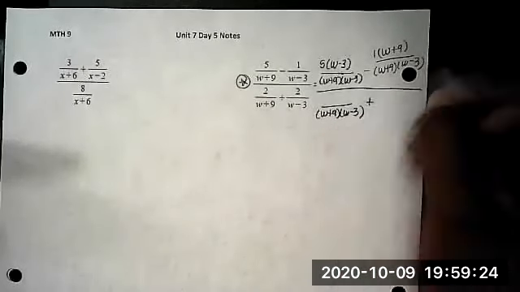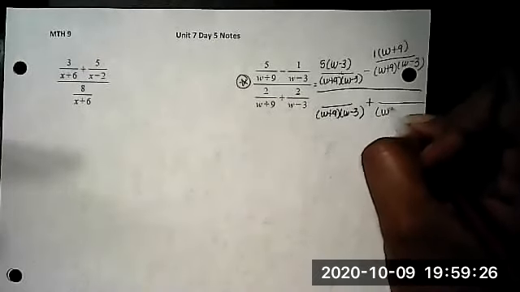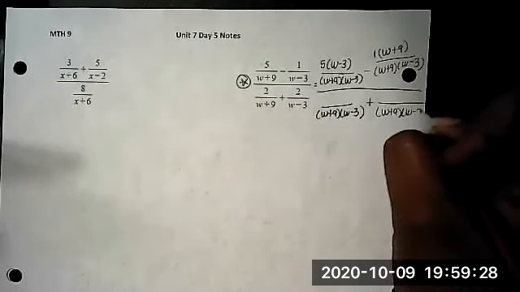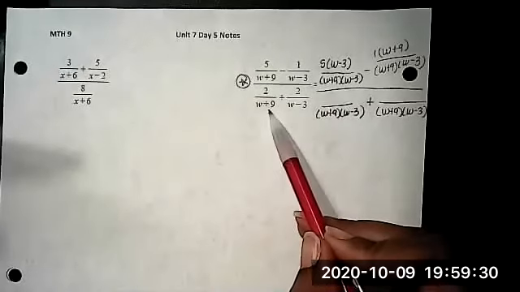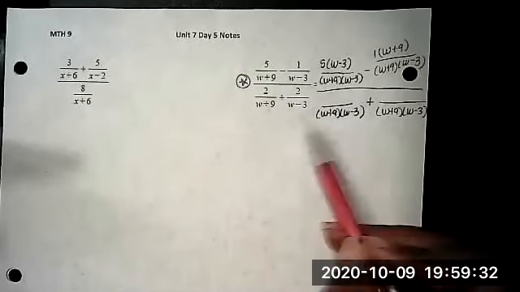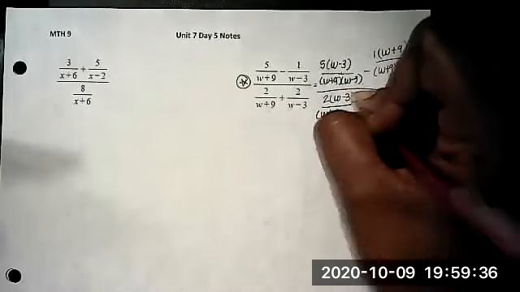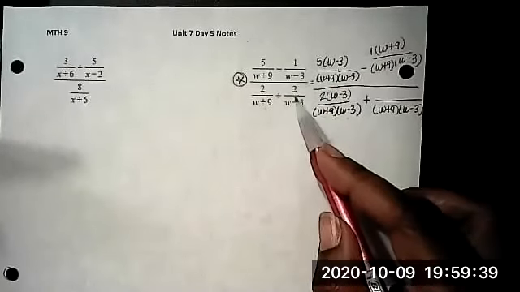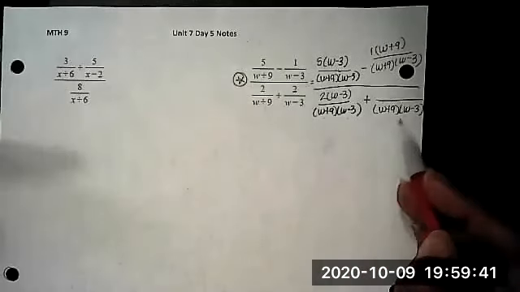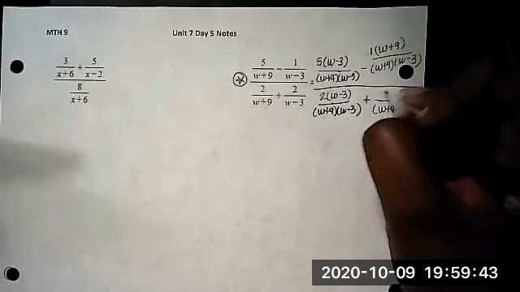All right, bottom, same common denominator, it's W plus 9 and W minus 3. Is that the common denominator for both? We already have a W plus 9. We added the W minus 3. So up here at the top, we have to add the W minus 3. Same situation there with the 2. W minus 3 is already there. We have to add the W plus 9 at the top.